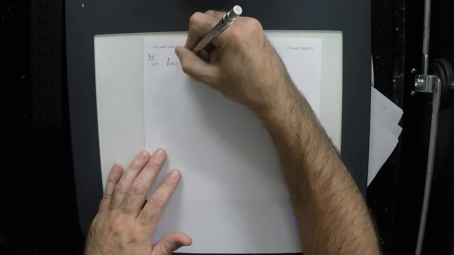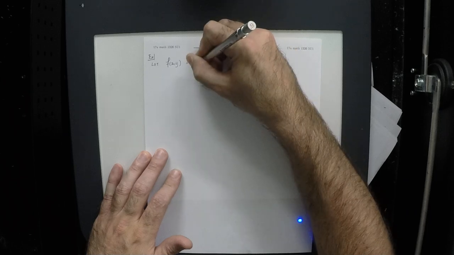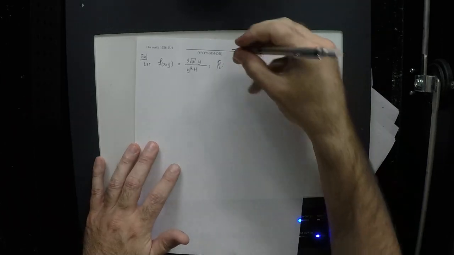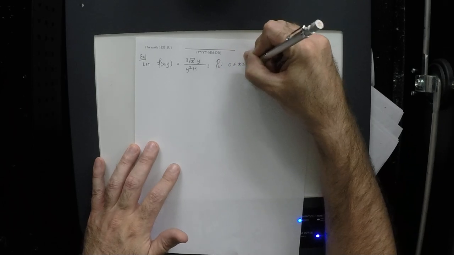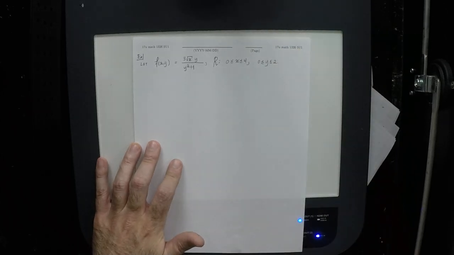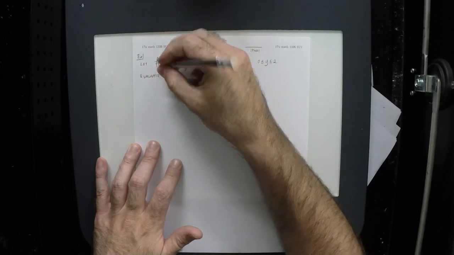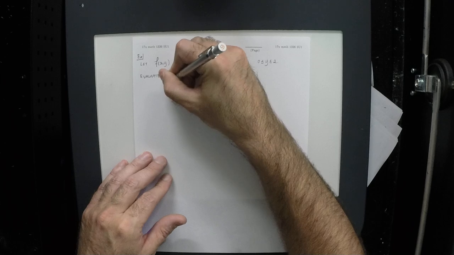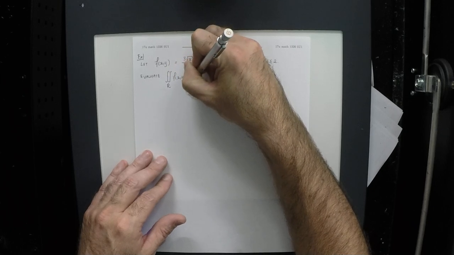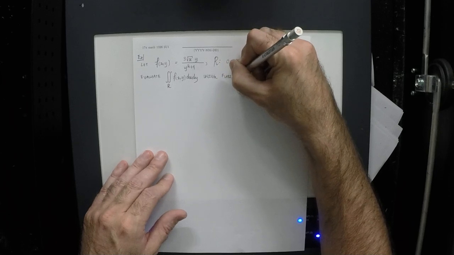Let f of x and y be, in the numerator, 3 square root x y, and then divide by y squared plus 1, and let the region R be given by 0 less or equal to x less or equal to 4, and 0 less or equal to y less or equal to 2. I want you to evaluate the double integral of f of x and y over R using Fubini's in both orders.